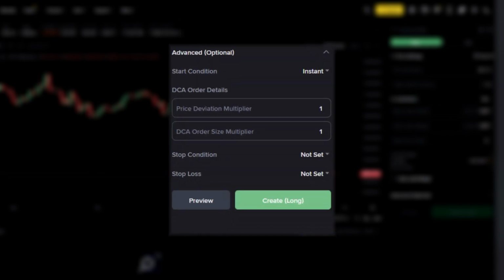Now let's get to the advanced settings. First, here we can choose the start condition for our bot. With the default setting, the bot will place the base order immediately after it's launched, but you can also set a specific trigger price at which the bot will enter the market.